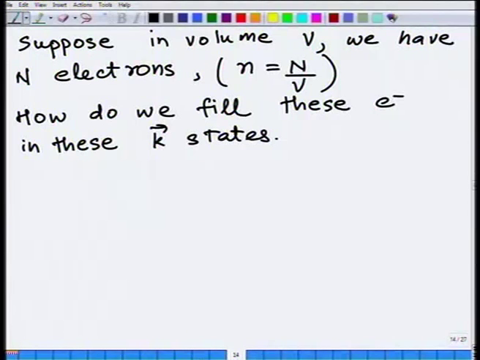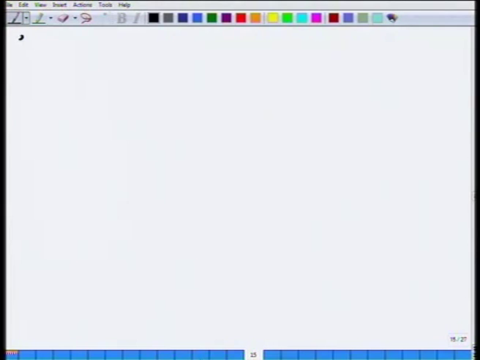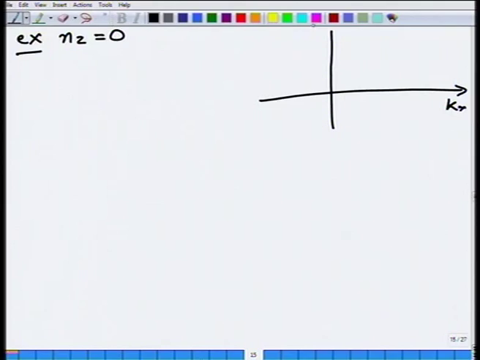So now let us look at the filling part. Let us assume, as an example, that nz is equal to 0, and if I draw the axes like this, this is kx, this is ky, then corresponding to nx equal to 0 and ny equal to 0, I have a state right here. Here we have a red point, corresponding to nx equal to 0, therefore kx is equal to 0, and ny equal to 0, therefore ky equal to 0.